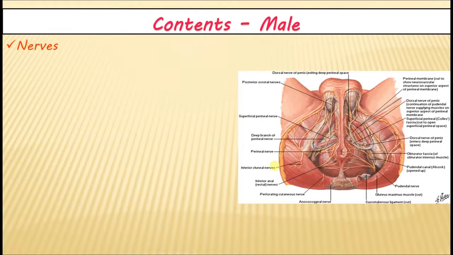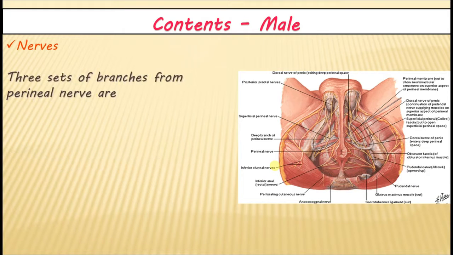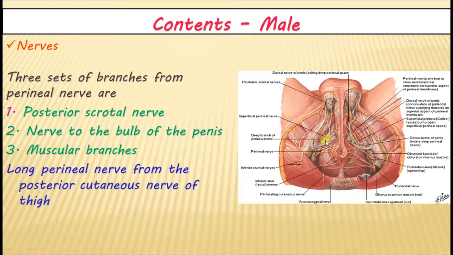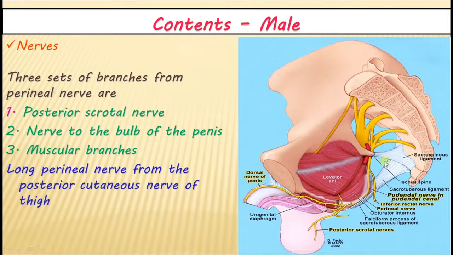So coming to the nerves, they are the same posterior scrotal nerves. They are labial nerves in the female, here we call them posterior scrotal nerves. Then we have the nerve to the bulb of the penis, and muscular branches supplying the ischiocavernosus, bulbospongiosus, and the superficial transverse perineal, and the perineal branch of the posterior cutaneous nerve of the thigh. So the pudendal nerve, as it passes, gives the inferior rectal nerve, and then it gives the dorsal nerve of the penis, posterior scrotal nerves, and nerve to the bulb of the penis.